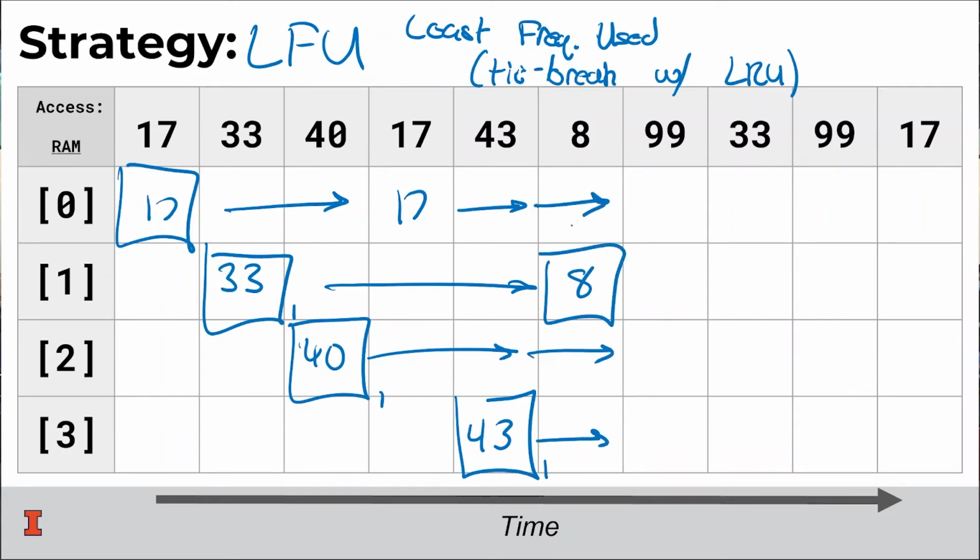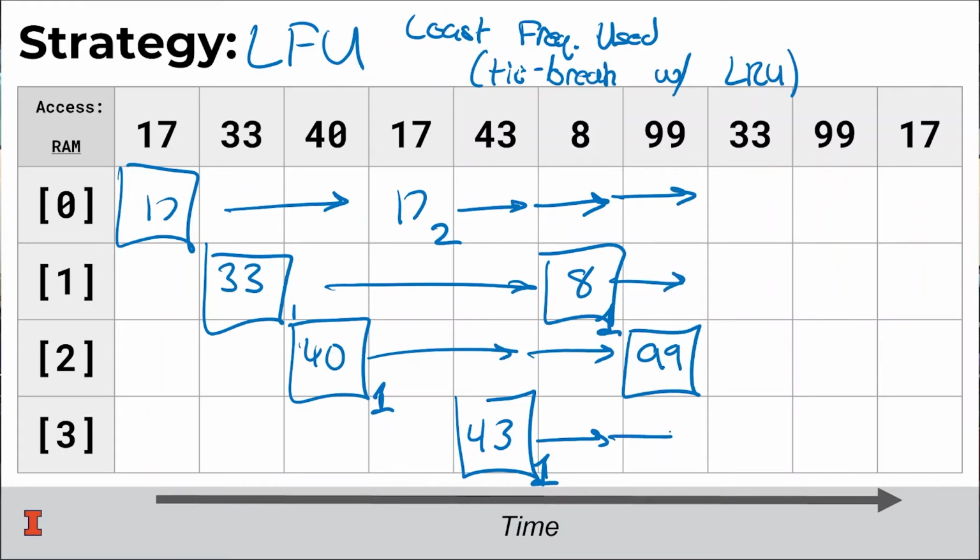And now here we're doing something different. So 99 is our next eviction. What do we evict here with least frequently used? 40, yeah. So 40 has only been used once, 43 has only been used once, and 8 has only been used once. But 17 has been used twice. So because 17 was used multiple times, we're going to be more hesitant to evict it. So we can go ahead and evict 40 here and put 99 in its place.